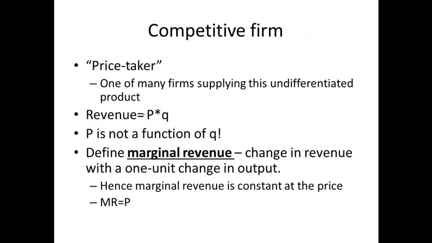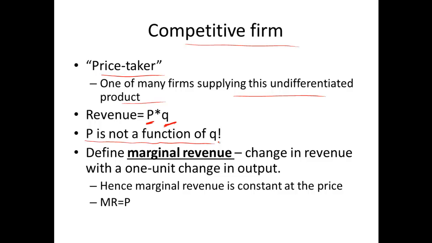What else can we say about a competitive firm? Well, one thing we say is that it's a price taker. Why is that? Well, the market price is out there. This firm has no effect on the price, and it's one of many firms supplying this undifferentiated product at this price. Revenue then equals just the price times the quantity of output the firm chooses to produce. Now, what's kind of interesting, I guess, is that price is not a function of quantity. Of course, revenue is, but the price itself doesn't vary with the quantity of output.